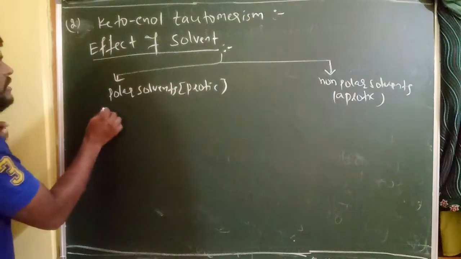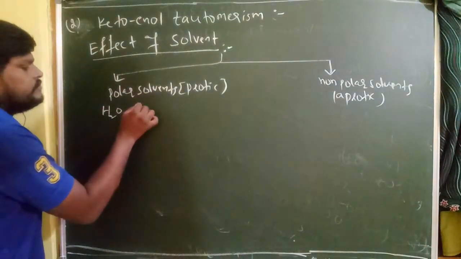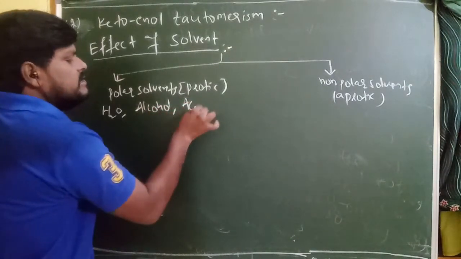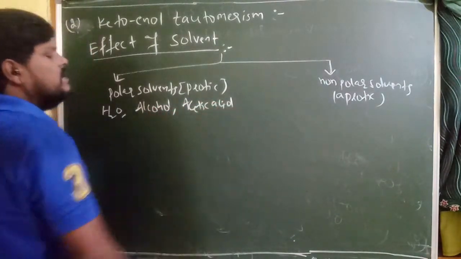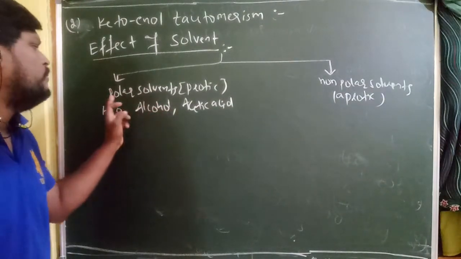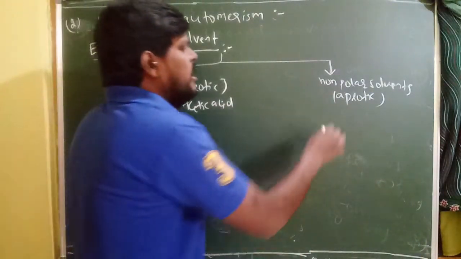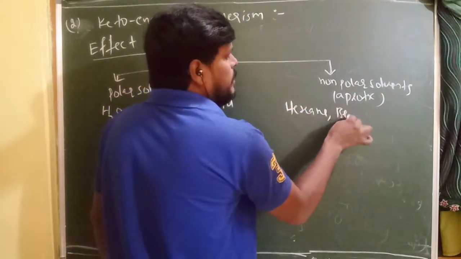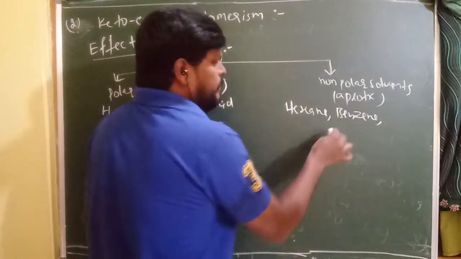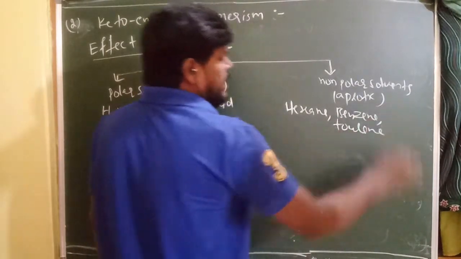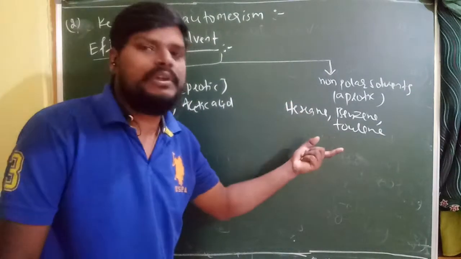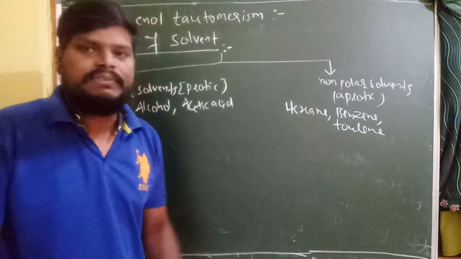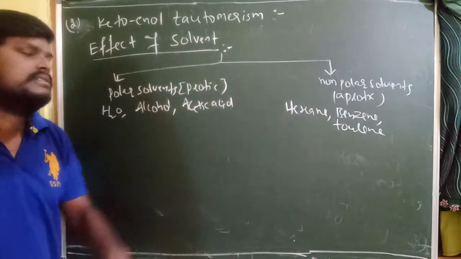Let us take examples. Best examples: water, alcohol and acetic acid. So these are examples for polar solvents. And non-polar solvent examples: hexane, benzene, and the last one is toluene. Because hexane, benzene, toluene, they are not ready to release protons. That's why they are non-polar solvents or aprotic solvents.